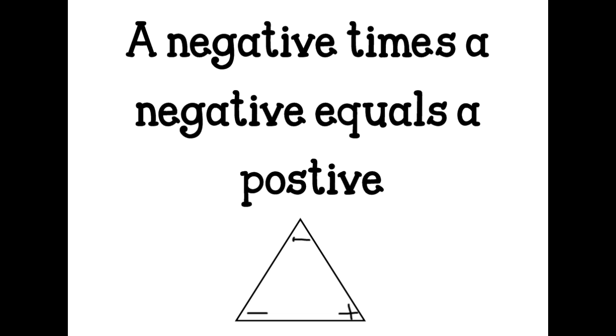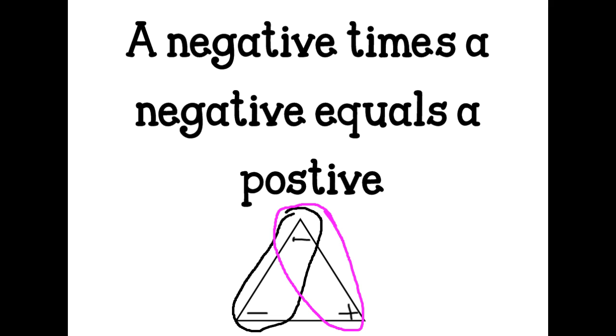Okay, a cheer that I'm going to teach you that will help you to remember the multiplication rules is that a negative times a negative equals a positive. A negative times a negative equals a positive. Another thing that I think is very helpful, if you take a negative times a negative, you're going to get a positive. A negative times a positive, you're left with a negative.